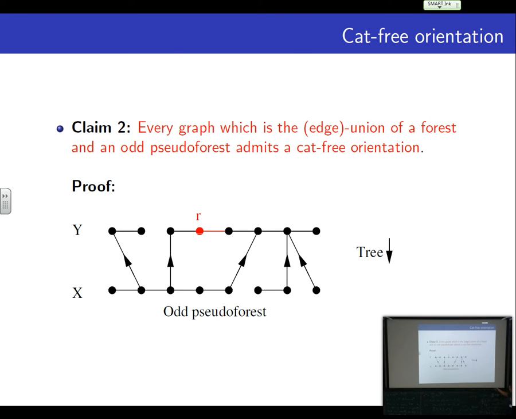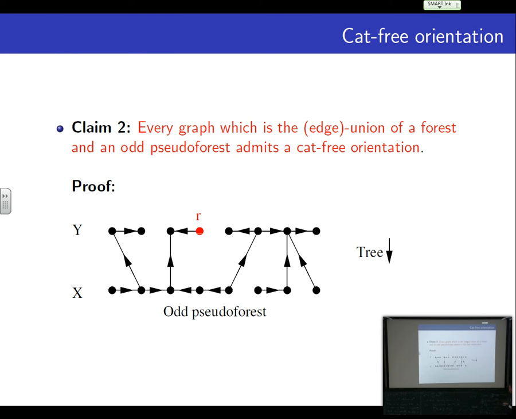And the other ones, how do I orient those? Well, I first observe that because I have an odd cycle here, at least one edge of that odd cycle is going to be inside a partition class. Otherwise, it would be even. So I fix a special vertex here. And now I make this orientation. I first delete this, and then I make the orientation of the remaining arcs like this.